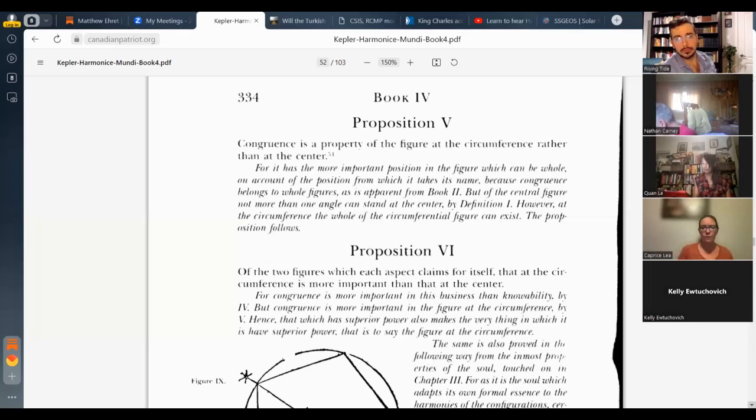Okay, I just reread the first two lines of proposition 5. Congruence is a property of the figure at the circumference rather than at the center, for it has the more important position in the figure, which can be whole on account of the position from which it takes its name, because congruence belongs to whole figures, as is apparent from book 2. But of the central figure, not more than one angle can stand at the center by definition. However, at the circumference, the whole of the circumferential figure can exist. The proposition follows. Sorry about that.